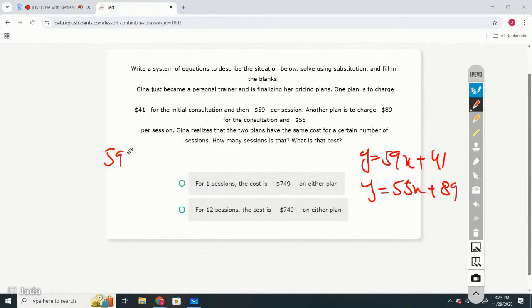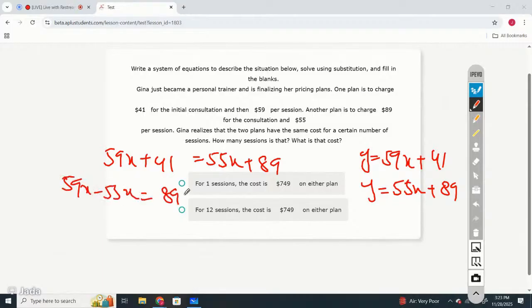That is 59x plus 41 is equal to 55x plus 89. So 59x minus 55x is equal to 89 minus 41. 4x is equal to 48, so x is equal to 12. Now you can substitute x equal to 12 in any of the equations.